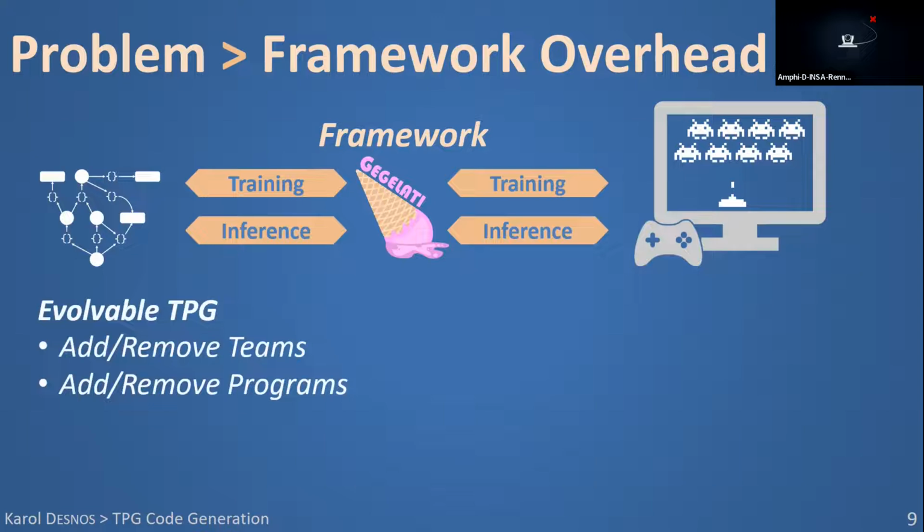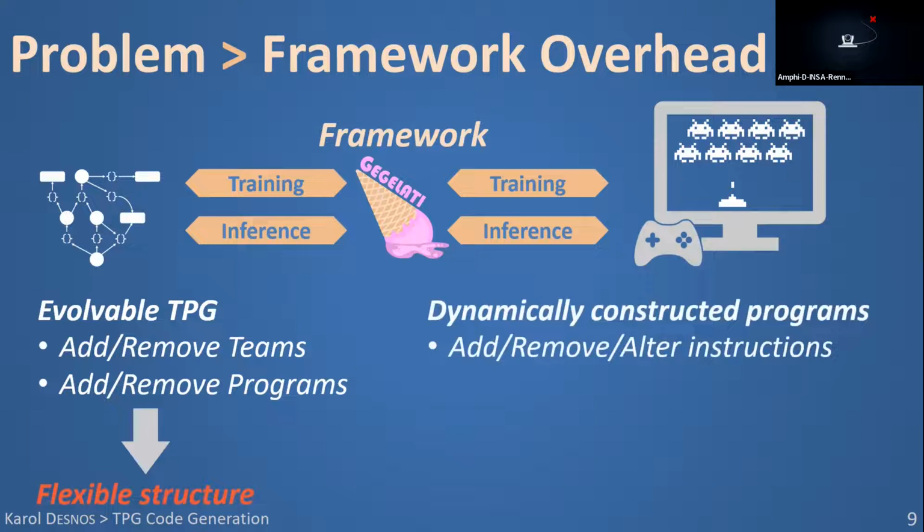In order to have an evolvable TPG, so a tangled program graph within which we can add and remove vertices during the genetic evolution process, or a TPG within which we can move, add or remove programs, so edges and vertices in the graph, we need to have a flexible structure. And this flexible structure has a cost because it needs to be able to add and remove things. So it has an overhead.